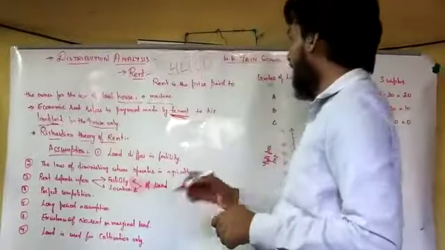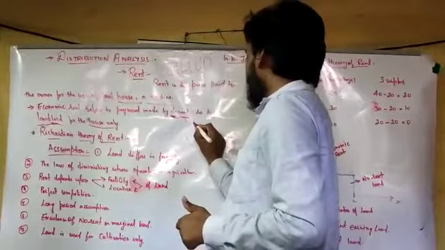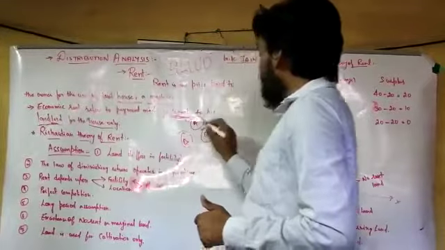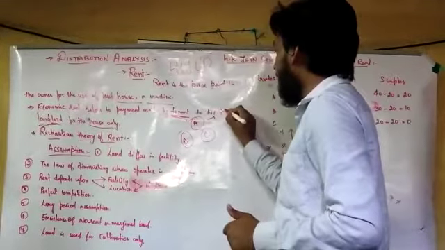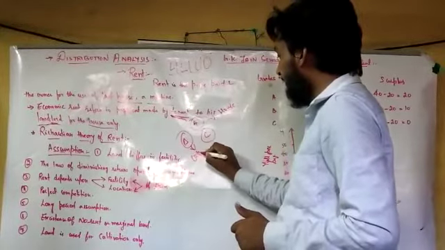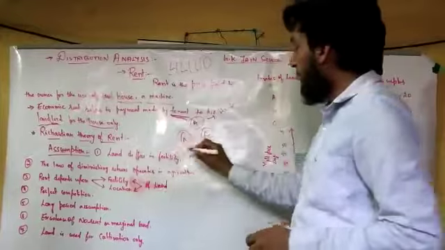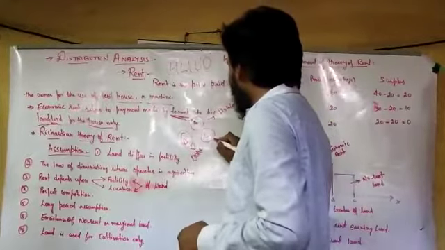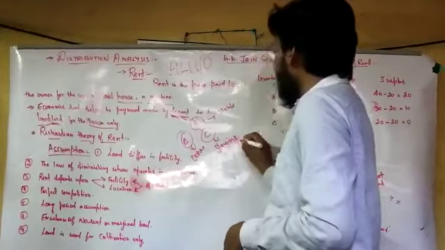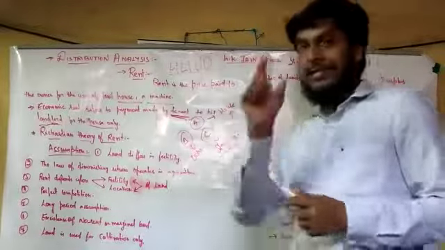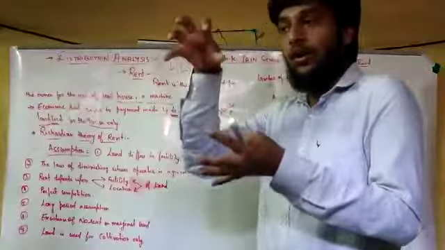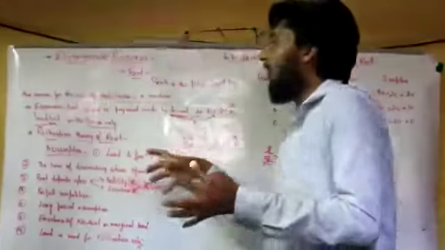For example, there are 3 persons: A, B and C. A is a house, B is the owner of the house, and C is the person who is staying in the house. This is what we call economic rent.